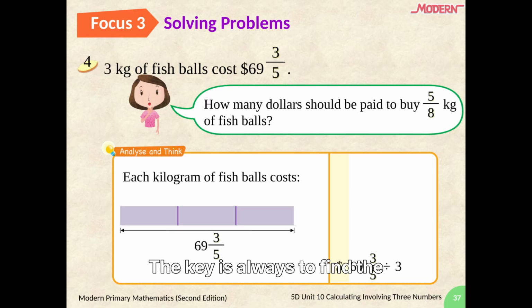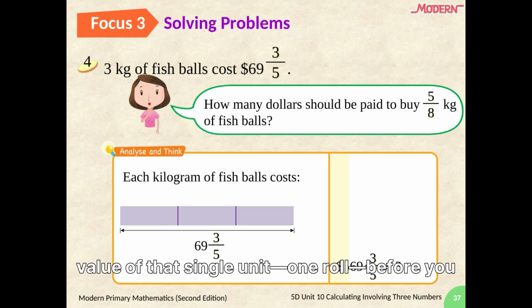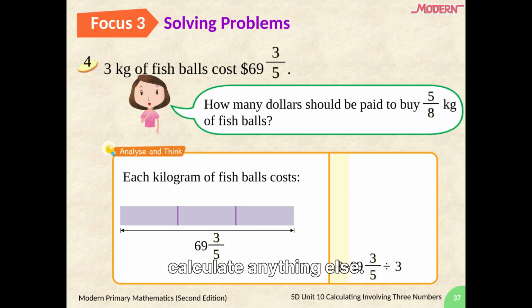The key is always to find the value of that single unit, one roll, before you calculate anything else. This makes both questions easy. Always start with the unit.